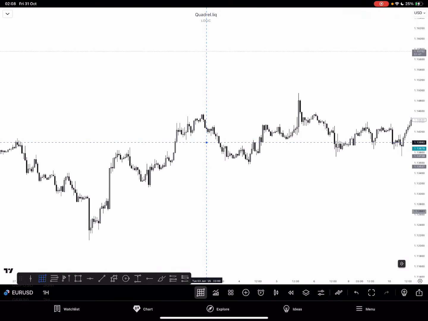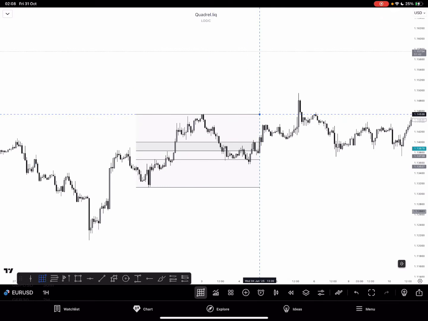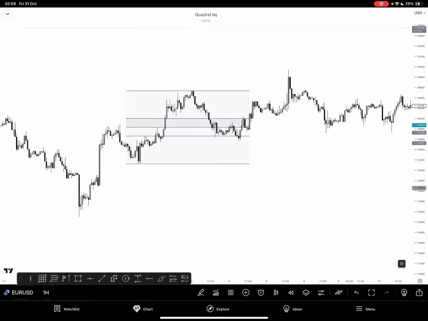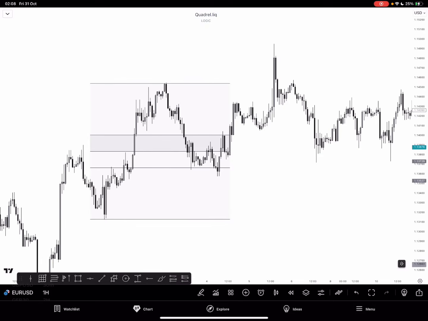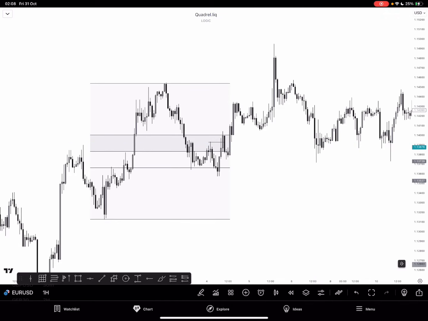So let's take for instance, we have this from this swing high down to this swing low. So in this case, what do we have? We have low, high, low, high, low, high. So here we have this change of character right here.